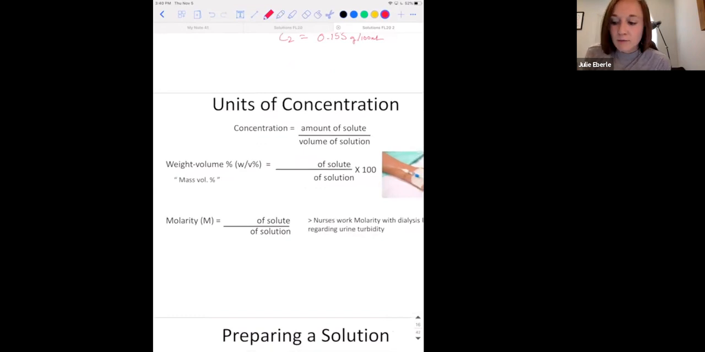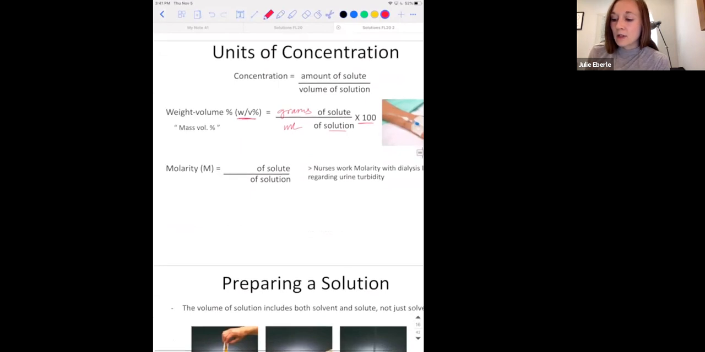You can do weight volume percent. We abbreviate that W/V percent. The nickname is the mass volume percent. This is going to be grams of solute per milliliter. Do not get that confused. Don't put in liters. You have to put in milliliters of solution. And then to turn it into a percent, you do that times 100. So you do the weight in grams of your solute on top, divide that by milliliters of solution, and then you do times 100.